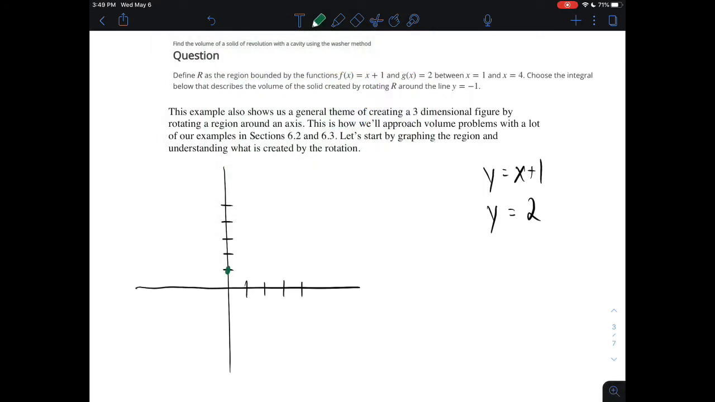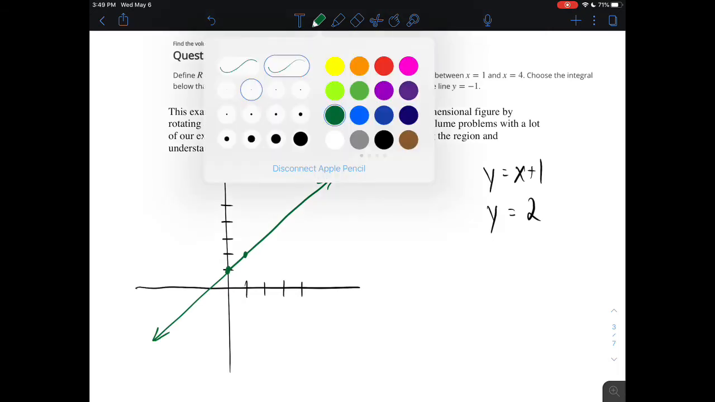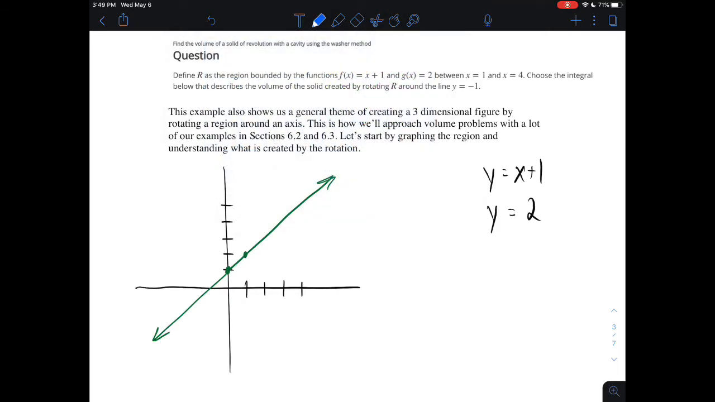Y-intercept of 1, slope of 1 over 1. So I get another point at 1 comma 2, and then I can just draw a line connecting those points. And then y equal 2, that's a horizontal line with a y-intercept of 2. So this is my line y equal 2.